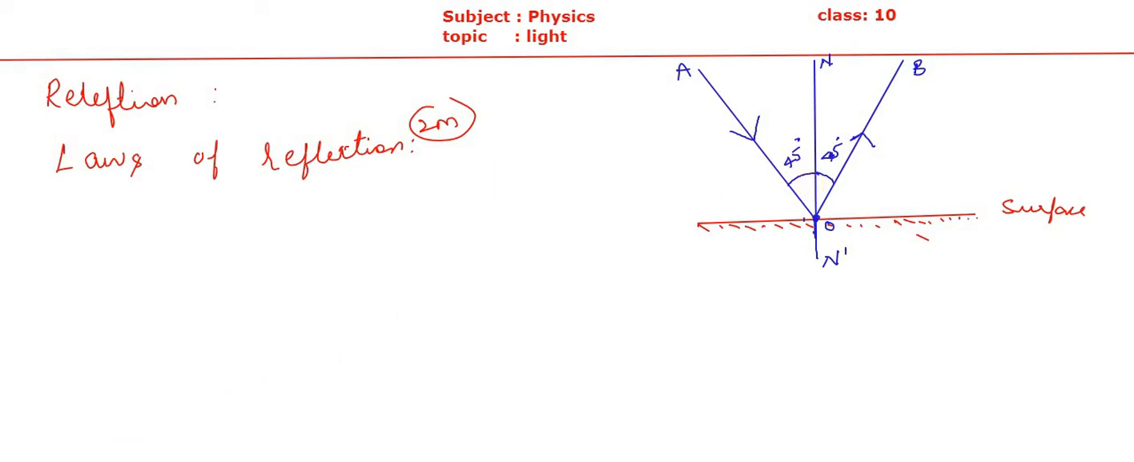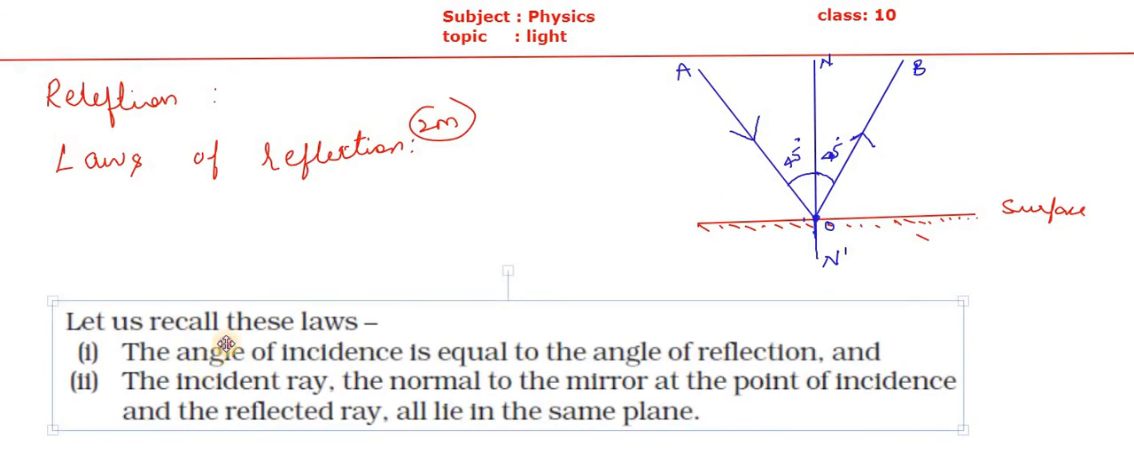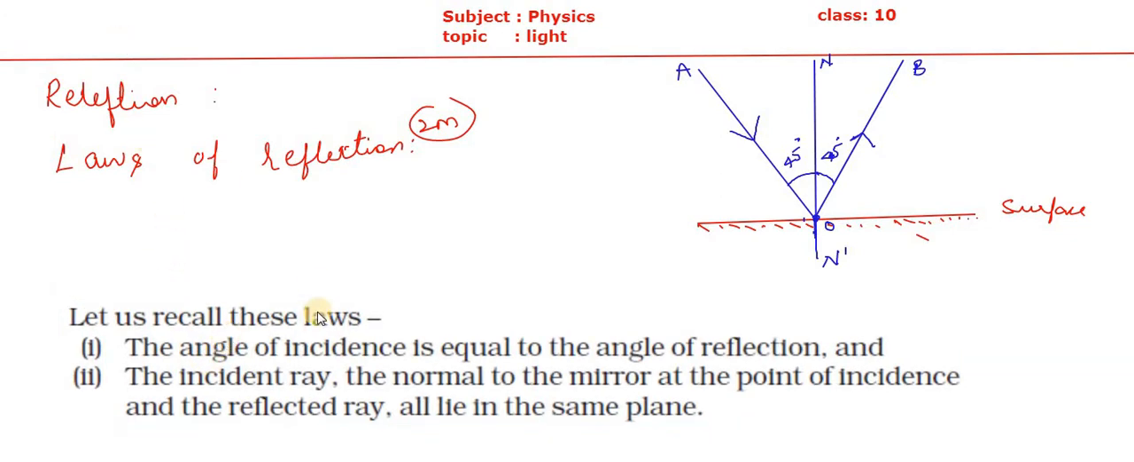Yes, so make a note of this, the laws of reflection. The angle of incidence is equal to the angle of reflection, and the incident ray, the normal to the mirror at the point of incidence, and the reflected ray all lie in the same plane. These are the two laws you should remember and make a note of in the points book. I hope all of you understood this. These are known as the laws of reflection. There we have two laws.